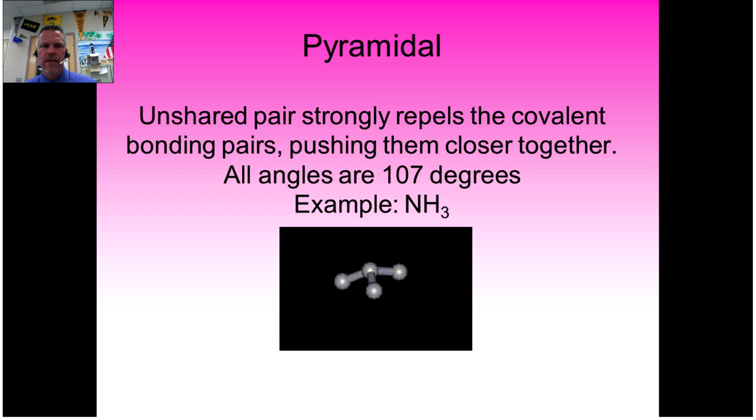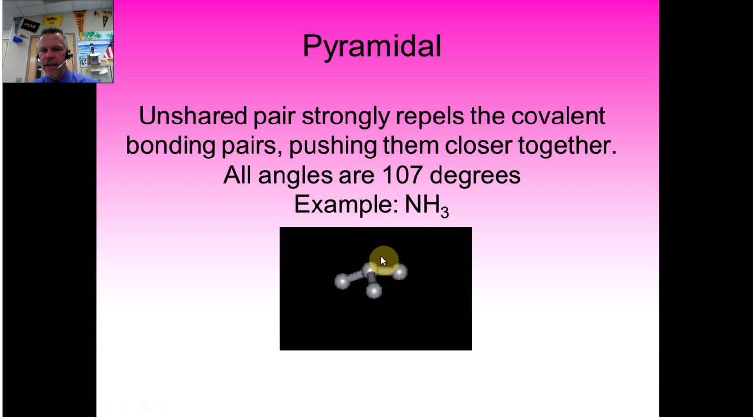The second shape that we're going to discuss is called pyramidal. Okay, now in the previous example there weren't any unshared pairs. So carbon has 4 valence electrons. It gets 4 additional electrons by sharing with hydrogen. There's no unshared pairs. And so that's why it has a tetrahedral shape. Here, for molecules that take a pyramidal shape, there is an unshared pair of electrons. And that unshared pair, this non-bonding pair of electrons, repels the covalent bonding pairs, pushing them away.